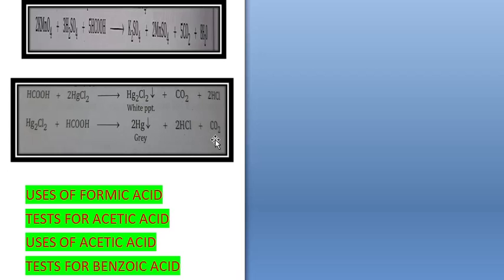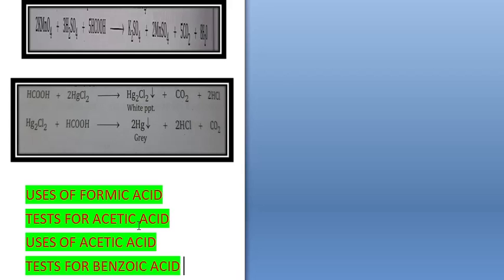Next we have to study uses of formic acid. Formic acid is used as a reducing agent, as an antiseptic, as a preservative, in medicine for gout, and in coloring or dyeing textiles. Now next is the test for acetic acid. Acetic acid gives a wine red color with neutral FeCl3 solution. On heating with ethanol in presence of H2SO4, acetic acid gives a pleasant fruity smell due to formation of ester.